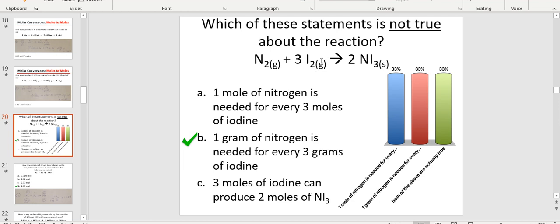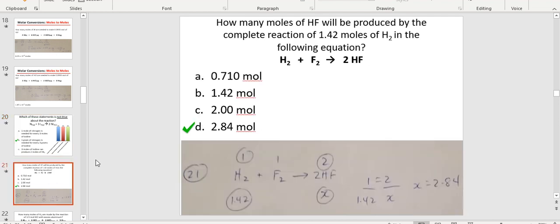That's why we have our formula, triangle formula. We calculate stoichiometry in moles, but we measure in the lab with grams. And 1 gram of nitrogen is not equal to 1 gram of iodine. You can't compare them. All right? We can compare moles, but not grams.